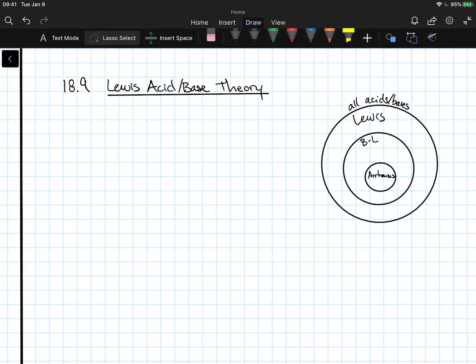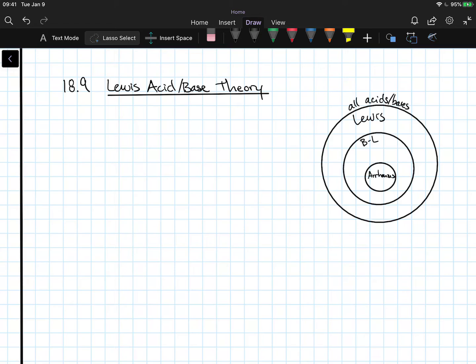Okay, this video is going to cover our last section of chapter 18, talking about Lewis acid-base theory. You can see this diagram I've drawn on the right-hand side of the image here. This is going to lead into why we're going to very briefly discuss Lewis acid-base theory here at the very end of this chapter.